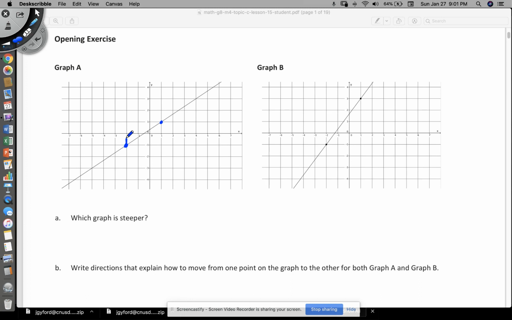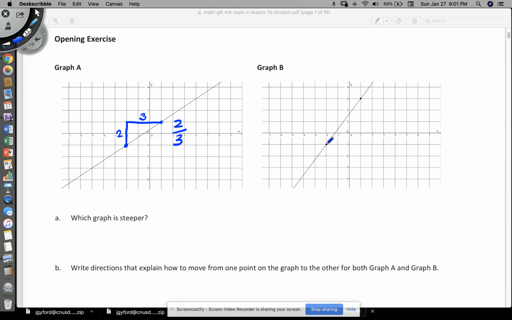So we're going to go up. How many boxes? 1, 2. We went up 2 boxes, or you can think of we went from -1 to +1, so that's an increase of 2. And then we ran 3 boxes. 1, 2, 3, or you can say we went from -2 to +1, which is an increase of 3. And that's your slope. Your slope would be your rise over your run, which would be 2 over 3.